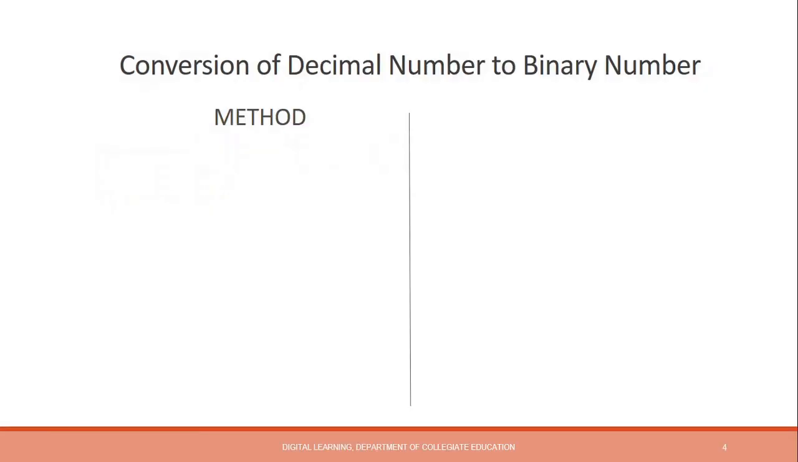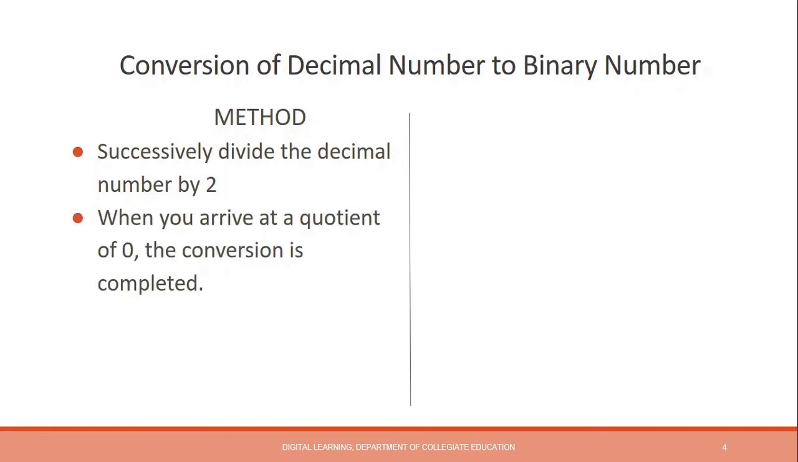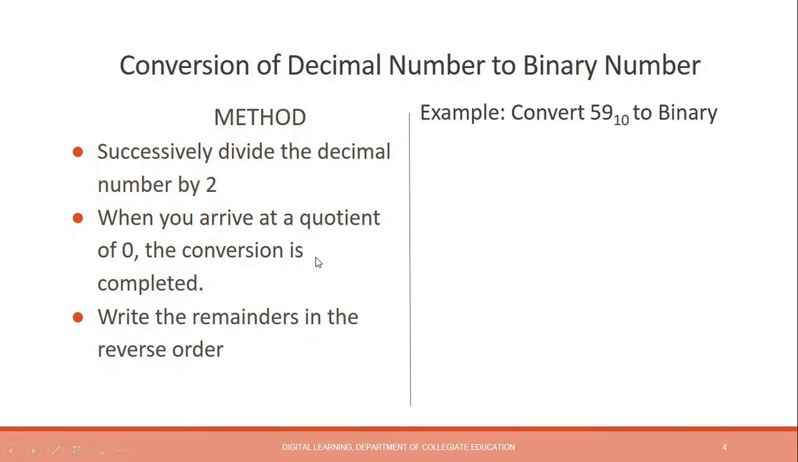Now let's see the conversion of decimal number to binary. The method is successively divide the decimal number by 2 and note down the quotient and the remainder. Next, if you arrive at a quotient of 0, then the conversion is completed, and write the remainders in the reverse order. Now let's see this with an example. Convert decimal number 59 to binary.